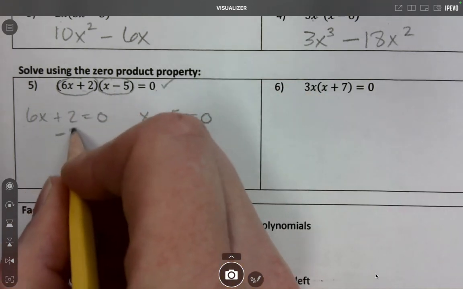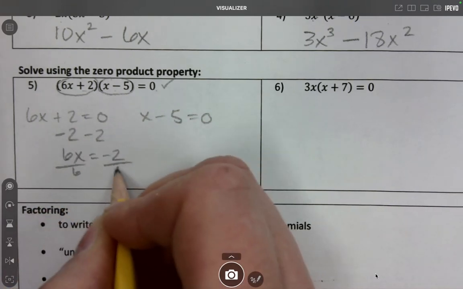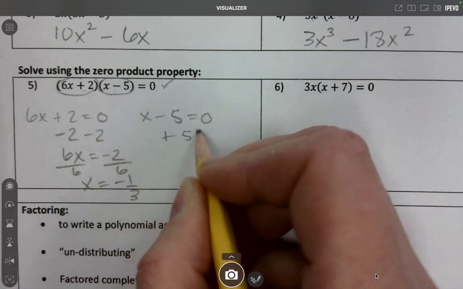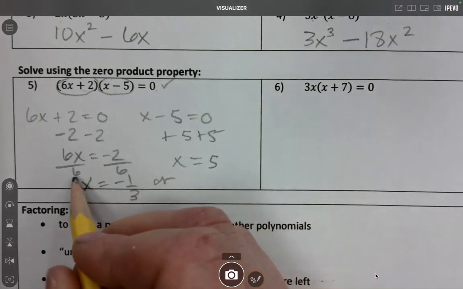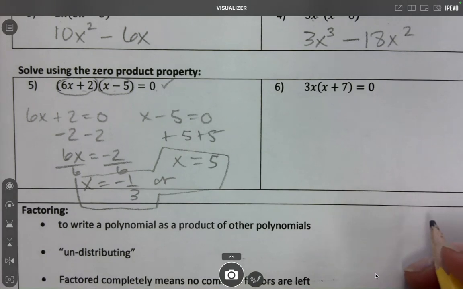So on the first one, I would subtract 2 and then divide by 6. So x is negative 1/3. The second one, all we have to do is add 5. So x equals 5, or x equals negative 1/3. So that's my solution on the first one.